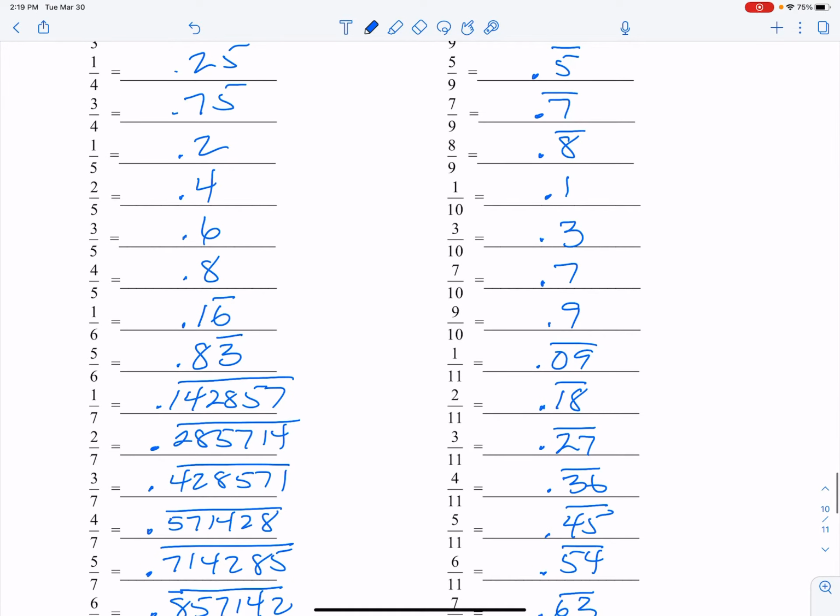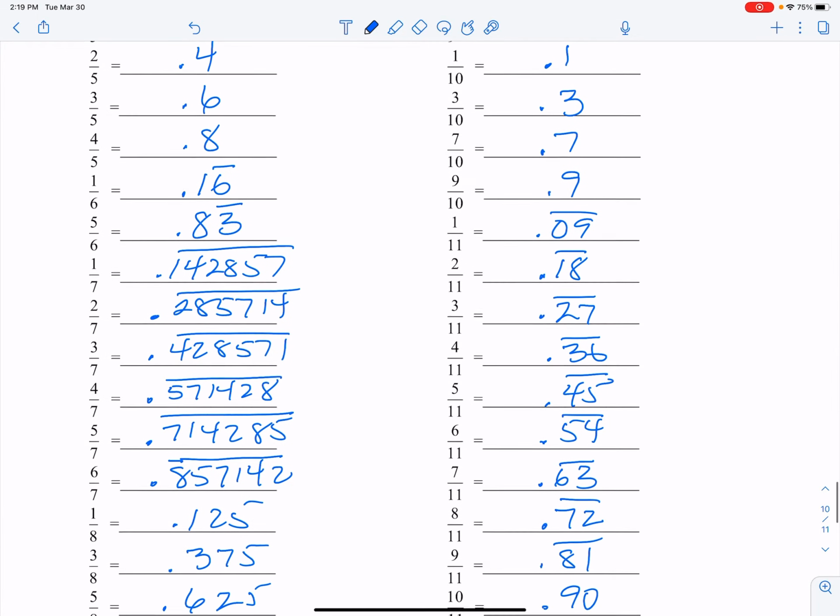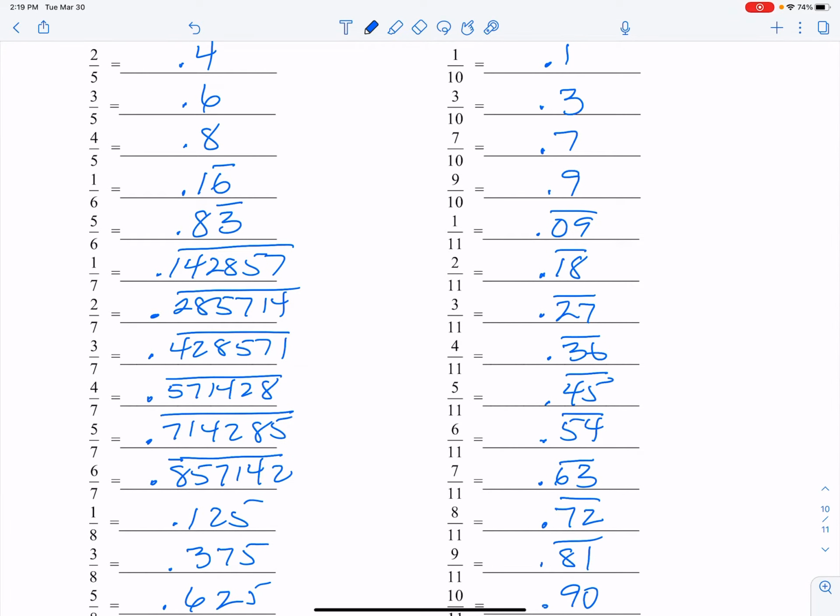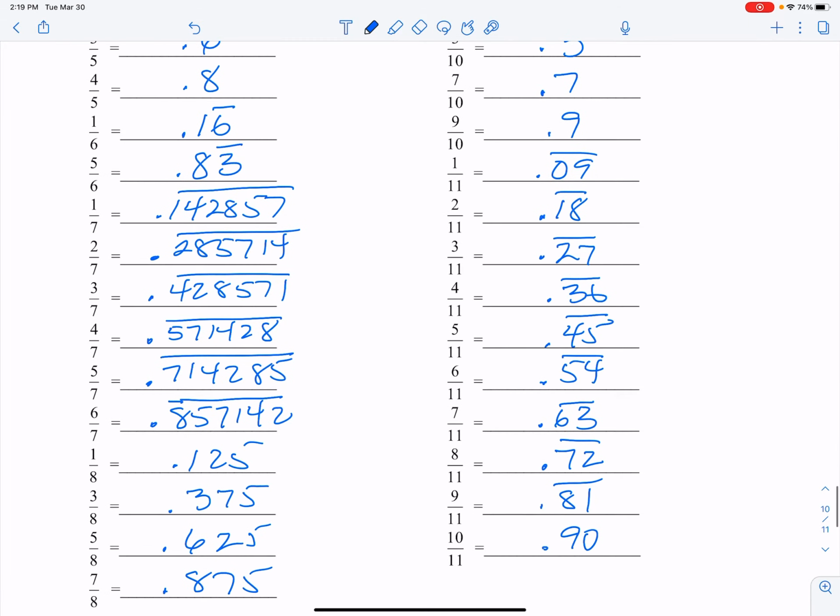Your fifths, 1/5, 2/5, 3/5, 4/5, are what I call the cheerleader fractions. 2, 4, 6, 8, who do we appreciate? Okay, your 1/6 and your 5/6, just memorize them. There's really not an easy way to remember them. Your sevens, well, they're circles. Okay, it's just a circle. All you have to memorize is this first one, 1/7, 0.142857. All the rest of them are calculated based on that.